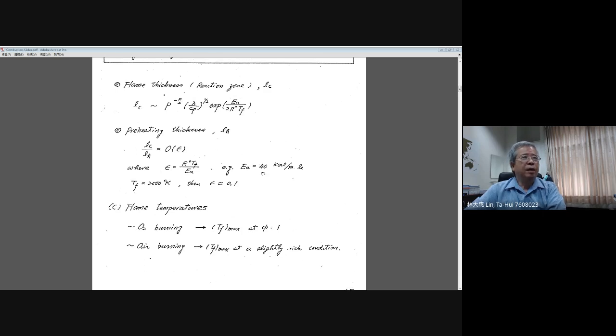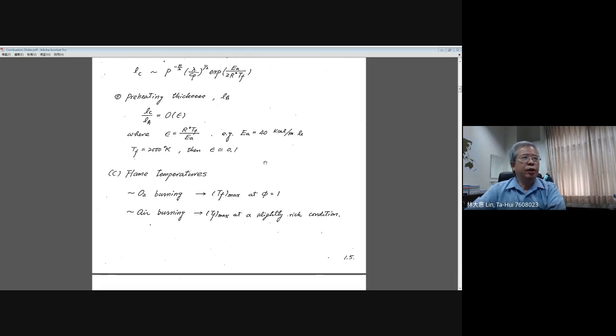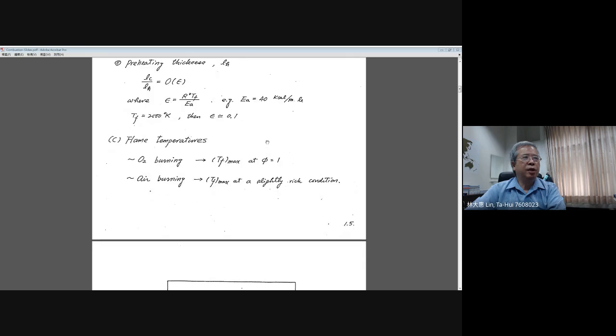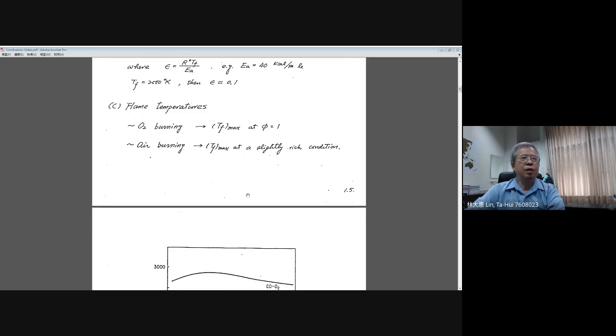Okay. Now we continue to look at the temperature. Actually, we already explained it. Flame temperature is a very good indication of the burning strength of a given premixed flame. Usually, if you have burning in pure oxygen, the highest flame temperature occurs at the stoichiometric ratio. But if you burn your fuel with air, then the maximum flame temperature will be located at a slightly rich condition. Those kinds of observations are usually confirmed by many experimental results.